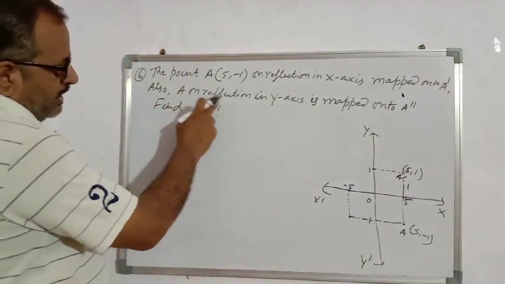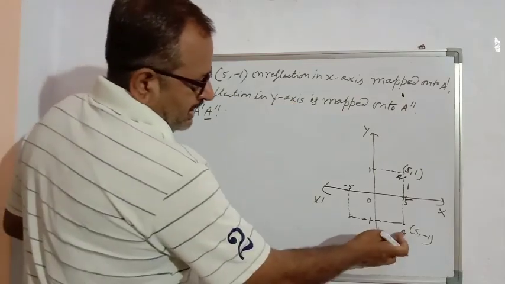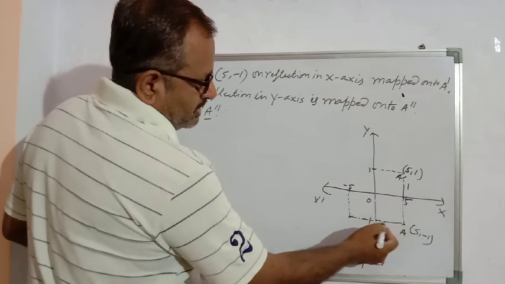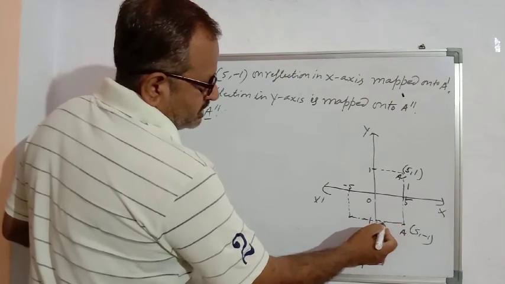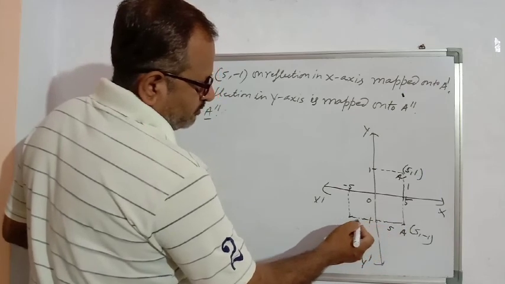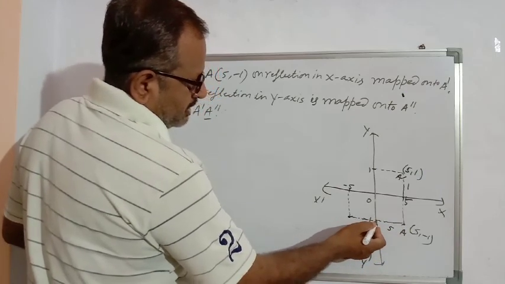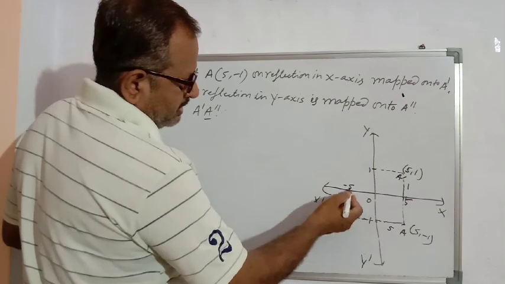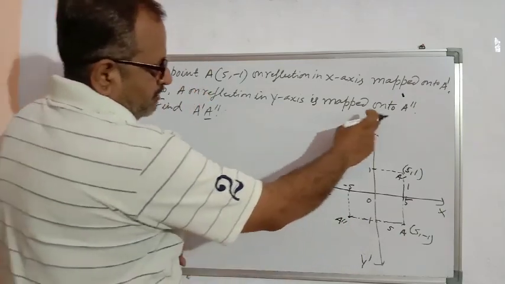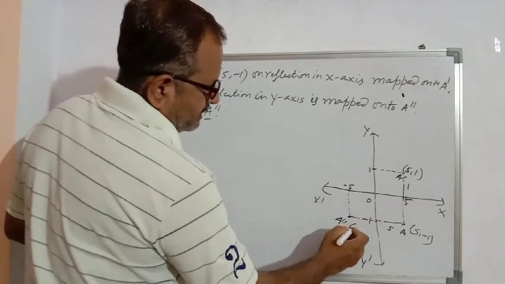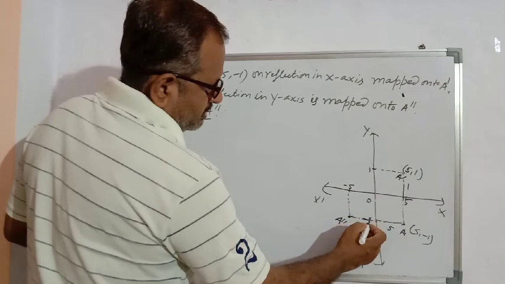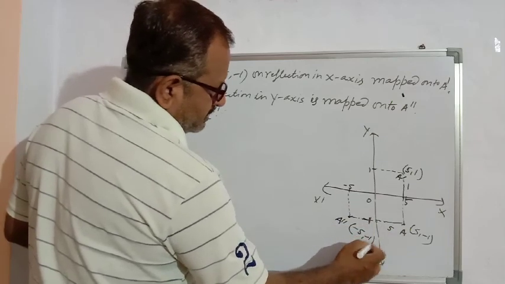Next, also A on reflection in y-axis. When A is reflected in y-axis, now y-axis is the mirror. So where will be its image? This distance is how much? It is 5 units. Image will be also formed at a 5 unit distance. So it will lie in the third quadrant. It is mapped onto A double dash. What will be the coordinate? Minus 5, and the y coordinate will be the same, minus 1.